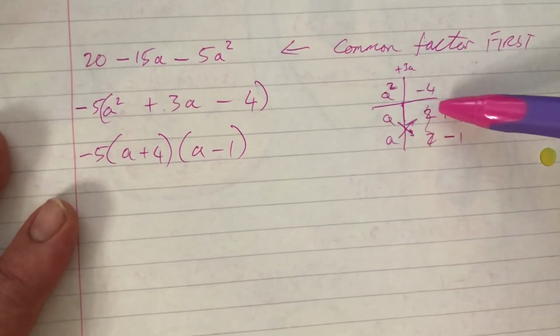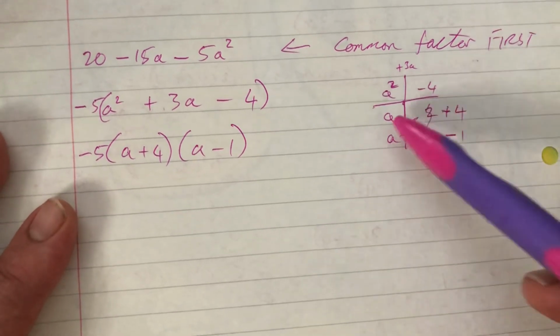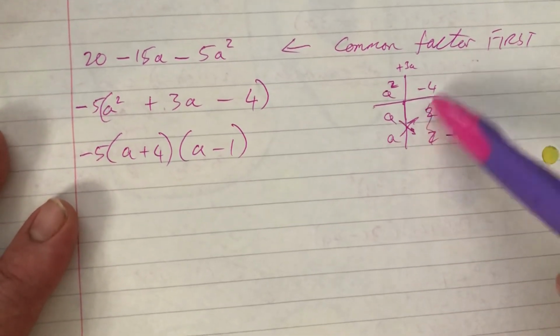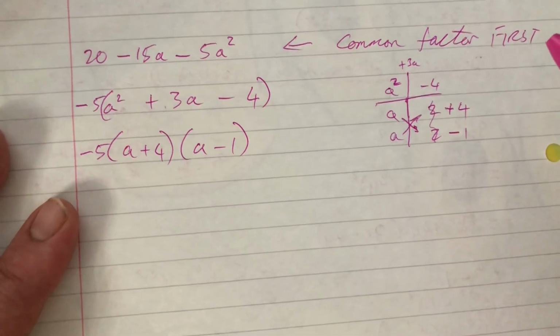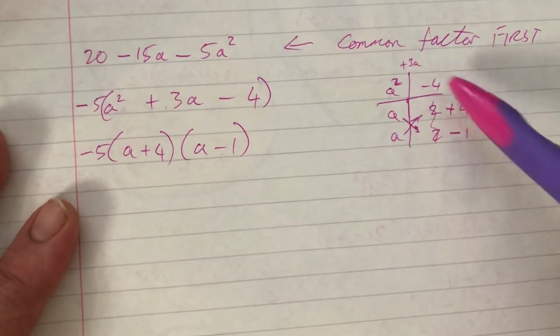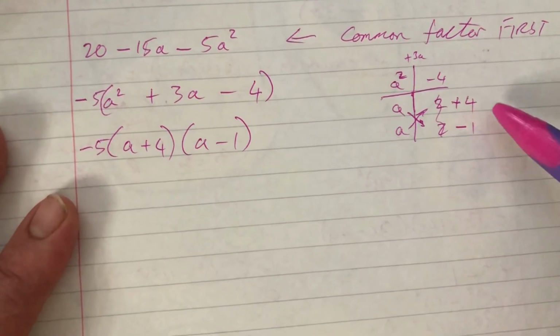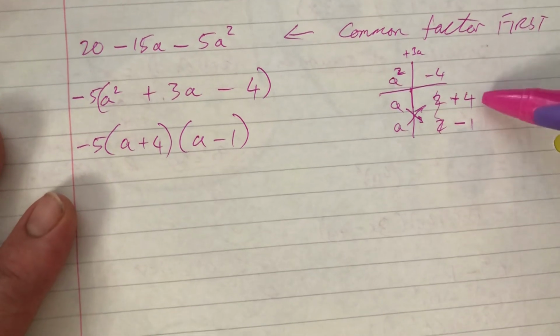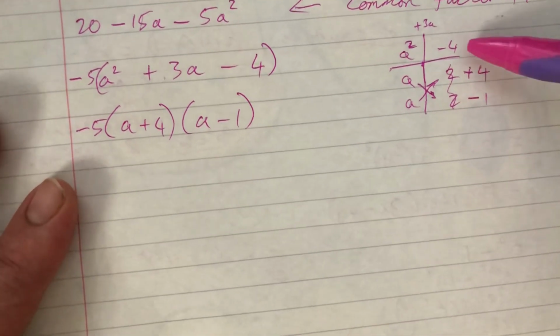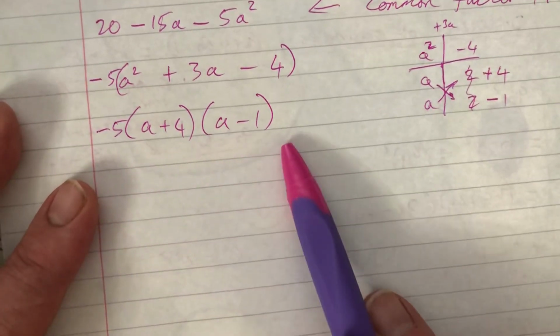So a and a, 2 and 2, 4 and 1. I don't have to do it both ways because these are the same. So can I get 2a and 2a to make 3a? No. So I cross them out. Can I make 1a and 4a make positive 3a? Yes, I can if it's positive 4 minus 1. Do positive 4 times negative 1 make negative 4? Yes, they do. So those are my two brackets, and that's it fully factorised.